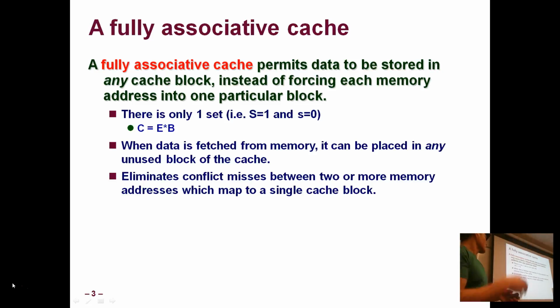So this is going to completely eliminate conflict misses, right? Because you can reside in any block in that set, there's no conflict. There could be a capacity problem, but there definitely won't be an alternating sequence that will cause you a conflict miss.